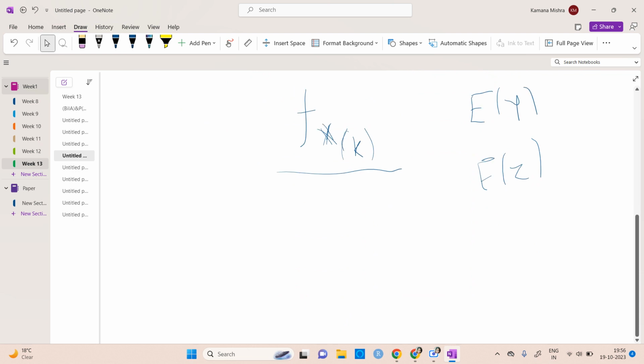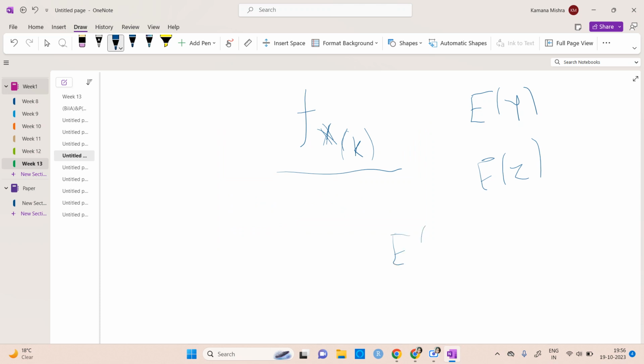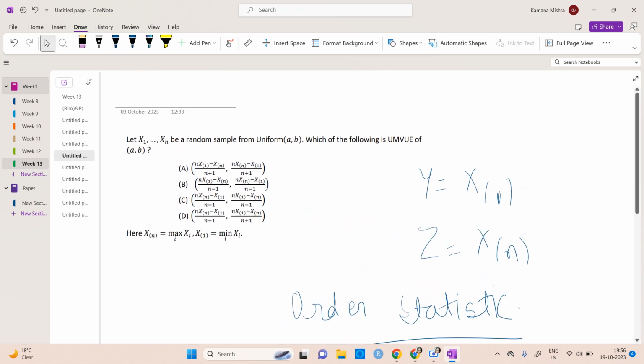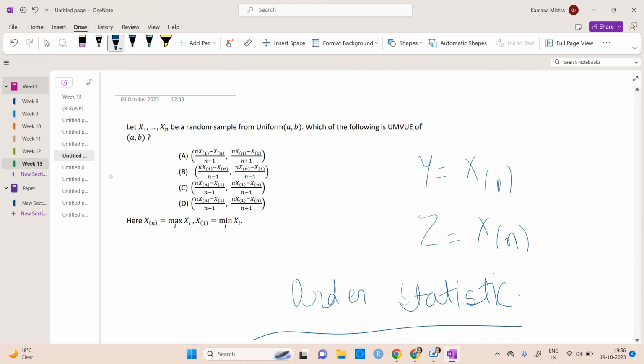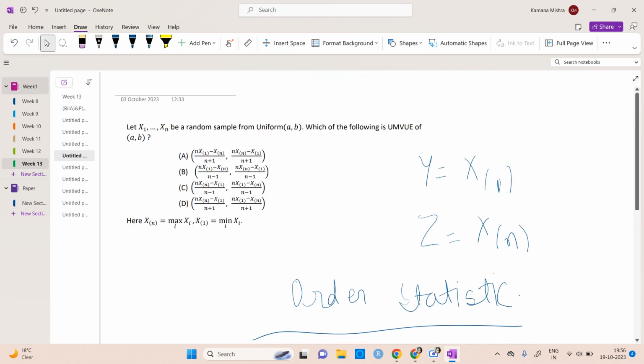Then you can find the expectation of this, because it is given in terms of ny minus z or nz minus y, right? So then you can find this expectation of ny minus z, expectation of nz minus y, and then you can see which one is the UMVUE. So I'm telling you the answer is A, but then you need to solve it on your own. Okay.